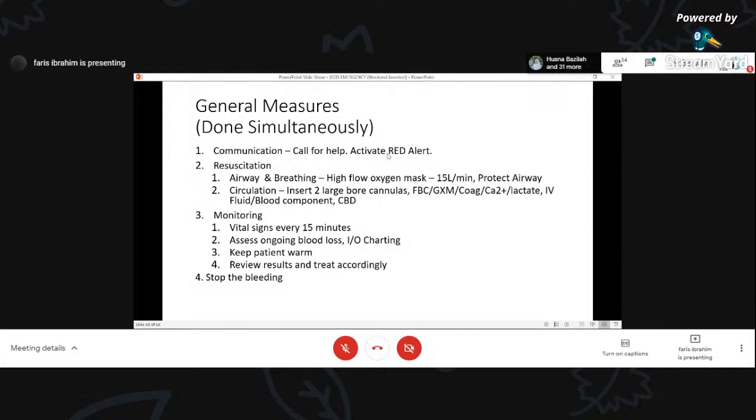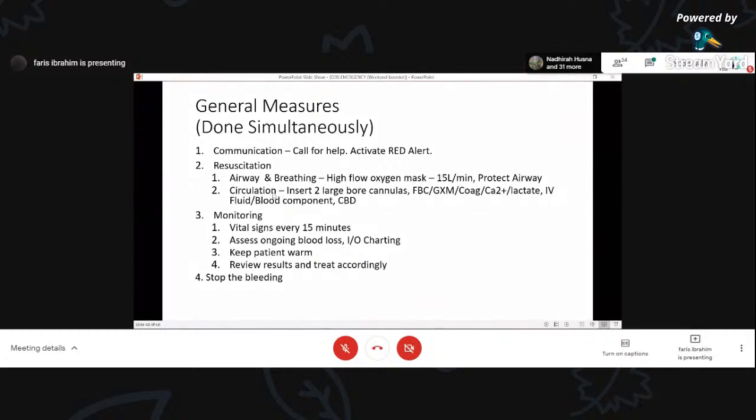Kalau eclampsia tu dia tak red alert lah. Dia macam that one is obstetric emergency but it's not red alert. Tapi pre-eclampsia dengan ni apa? PPH is red alert. Maksudnya once you activate red alert, orang-orang daripada transfusion akan datang, orang-orang daripada NS datang, IM datang. So dia akan ada shared care, multidisciplinary approach once you activate red alert. Then first of all, you need to resuscitate the airway, breathing, and circulation.